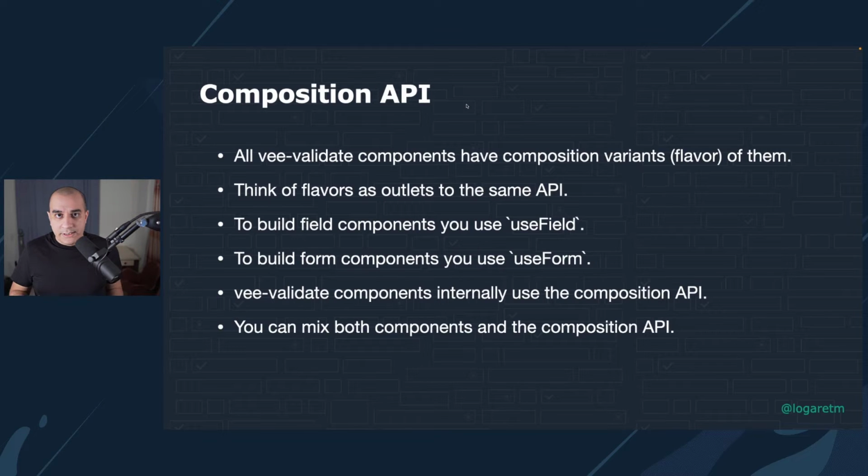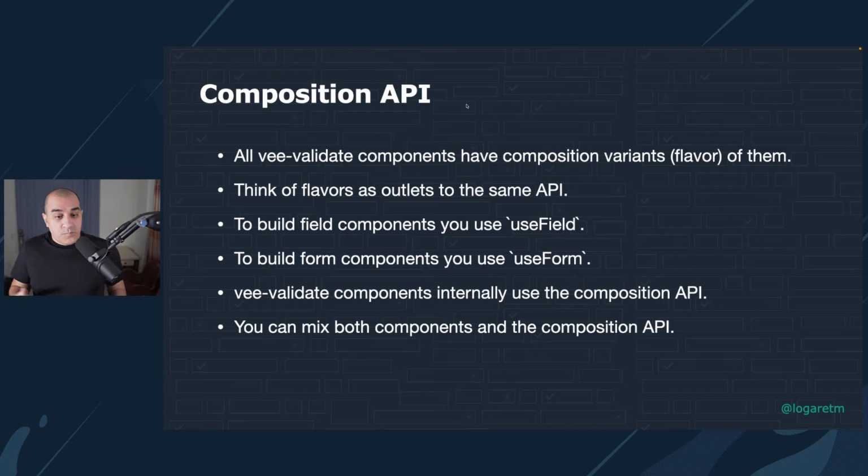So let's quickly recap what the validation composition API in vee-validate is. All vee-validate components have composition variants of them. So if you have used the field component or the form component, you can have access to their variants, which is useField, useForm. There is also field array, and you have useFieldArray and others.